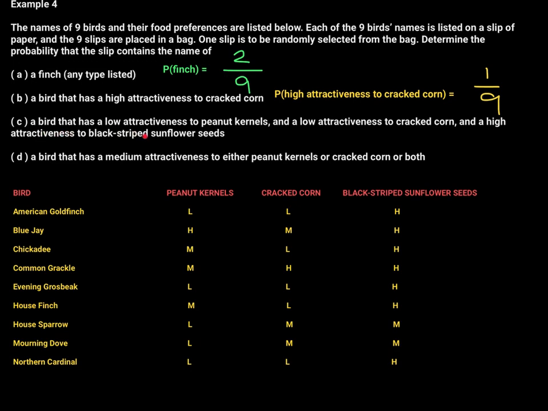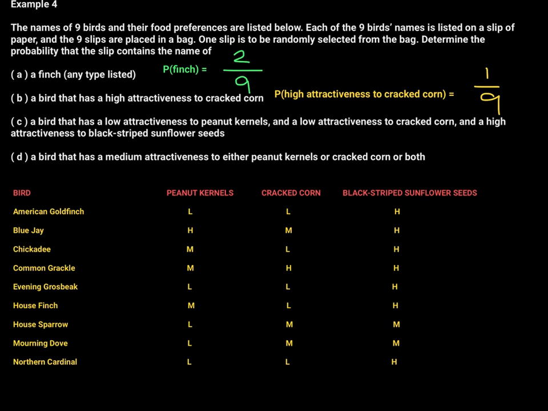A bird that has a low attractiveness to peanut kernels, a low attractiveness to cracked corn, and a high attractiveness to black striped sunflower seeds. So what we need to do is look at the table, read across the rows, and find how many birds satisfy these conditions. Look at the American goldfinch. It has a low attractiveness to peanut kernels, a low attractiveness to cracked corn, and a high attractiveness to black striped sunflower seeds. So the American goldfinch is 1 favorable outcome.